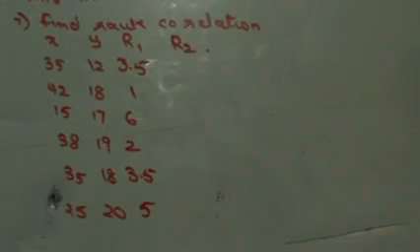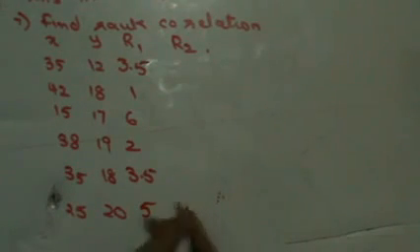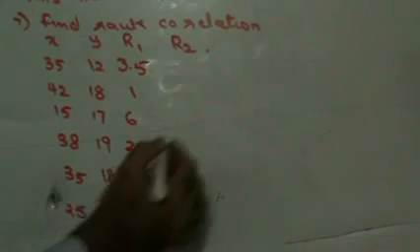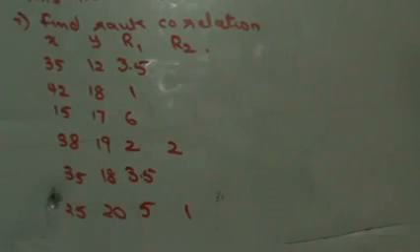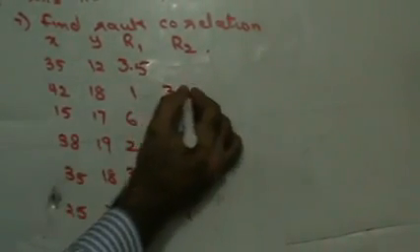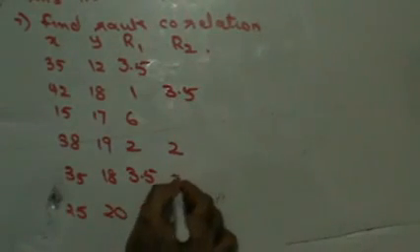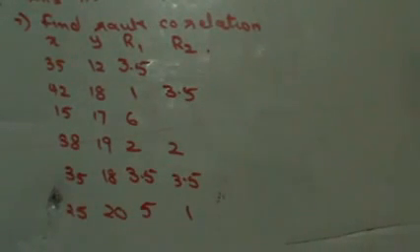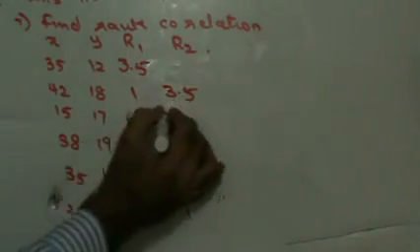Next, let's see this. The largest number here is 20, first rank. 19, second rank. There are two 18s, so they should have been given third and fourth rank. So 3 plus 4 divided by 2 is 3.5. These are going to be given rank 3.5 and 3.5. So third and fourth rank is gone. This will be fifth and this will be sixth.